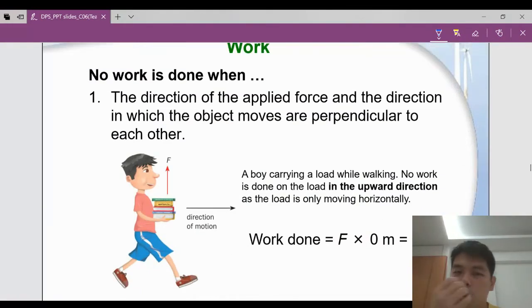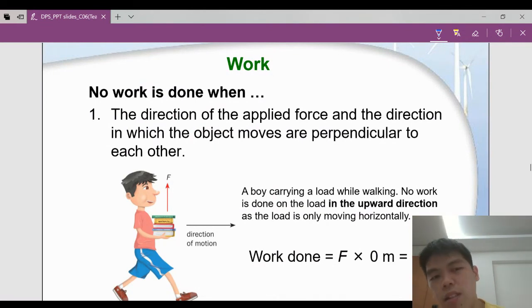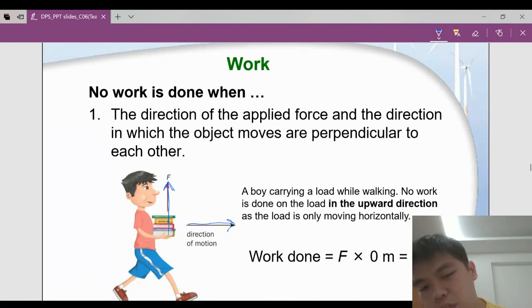Okay, next. However, there is no work done in the following situation. Let's take a look at this person. He applies a force, which must touch the object, and the direction of the applied force of his hand on the book is upwards. However, he is moving to the right. So this is s. Since the force and the direction of movement are not in the same direction, they are perpendicular in this case. What happens is work done will automatically equal 0.